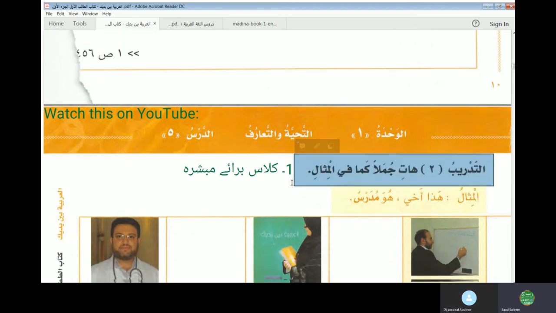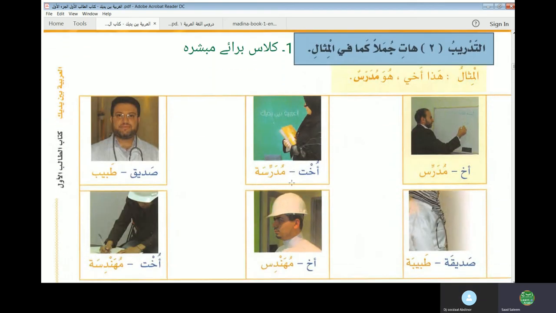التدريب الثاني, second exercise. هاتي جملا كما في المثال. Bring a sentence like the one in the example. Read this question. What does هات mean? Bring. Bring a sentence like the one in the example, similar to the one which is given in the example.